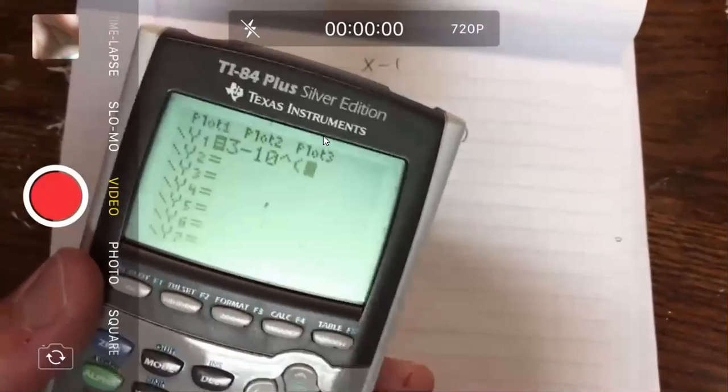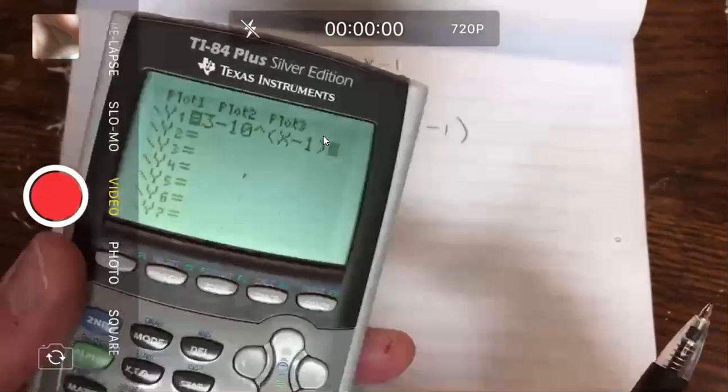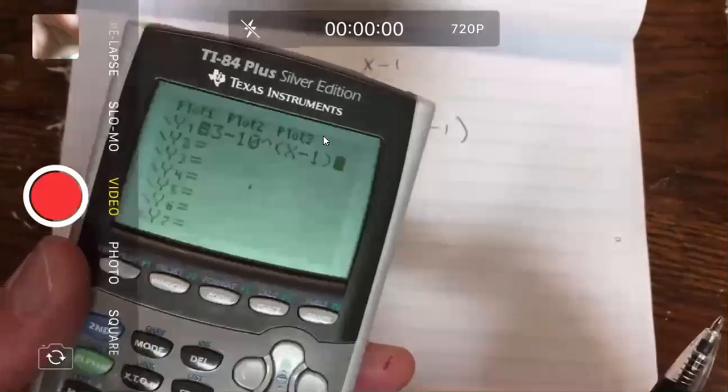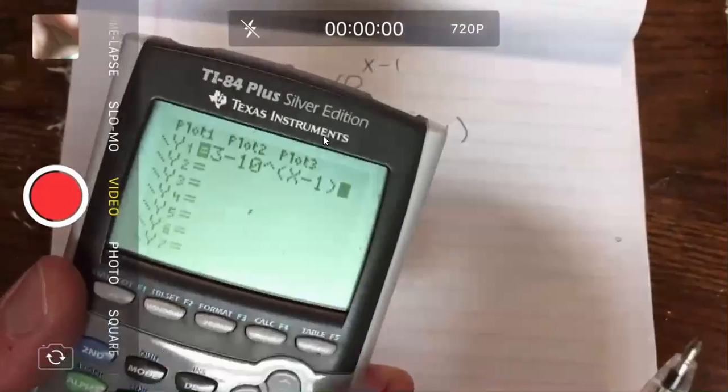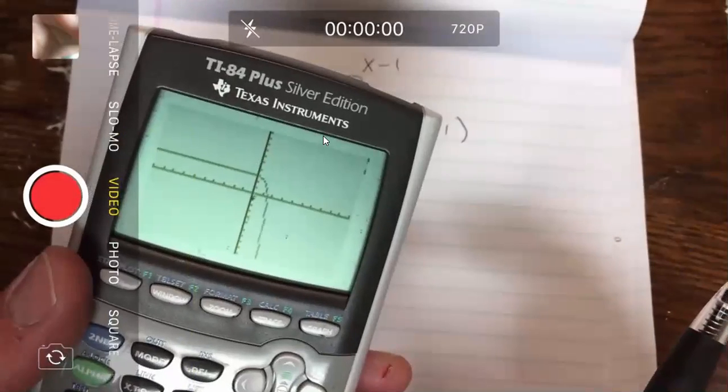It'll catch up. I've got it all in, but it's not catching up. Not cooperating today. There we are. Hit the graph button. Okay.